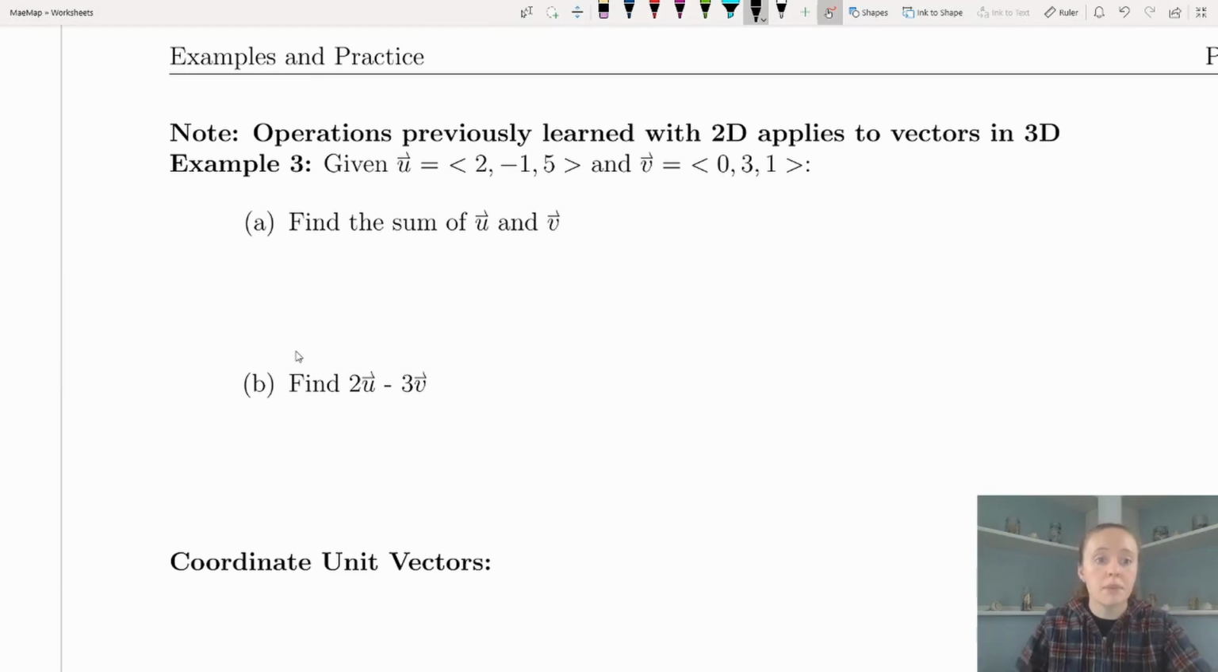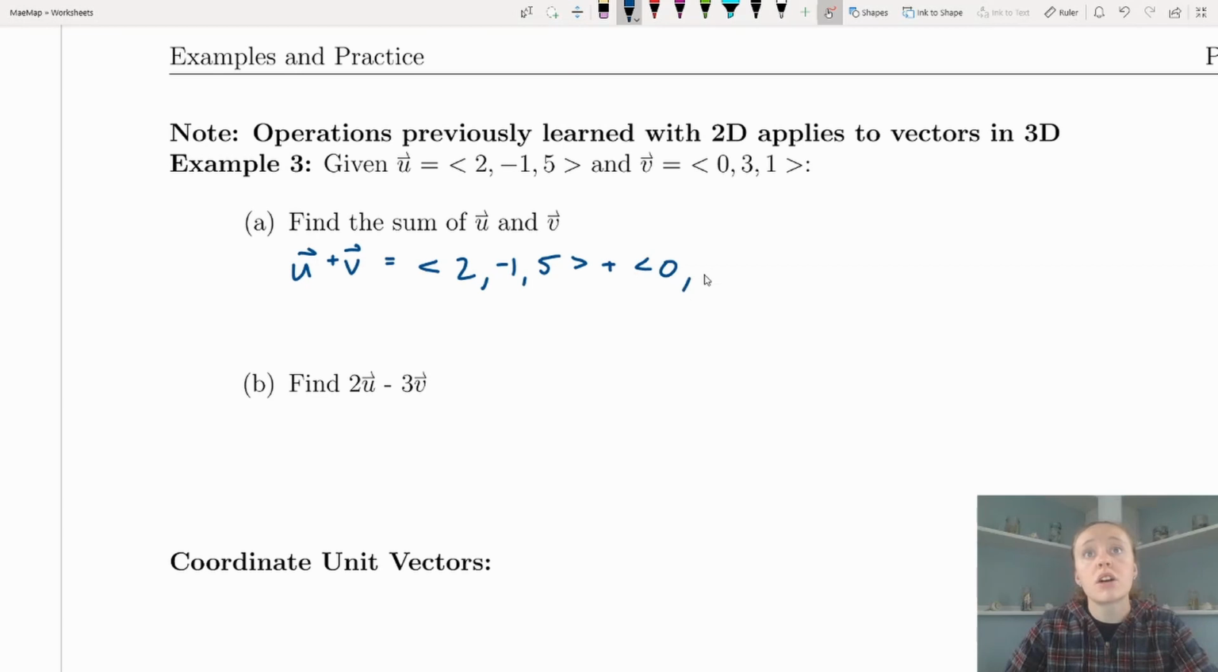So let's practice summing these. If I have vector u as 2, -1, 5, and vector v as 0, 3, 1, adding those together, I'm going to have u plus v, which is 2, -1, 5, plus 0, 3, 1. Remember, we add the like components together. So our first components get added together, then our second components, and then our third components, each to make components 1, 2, and 3 respectively for our new vector.